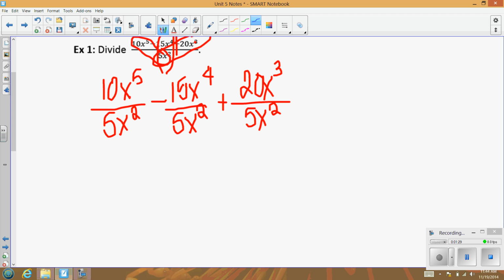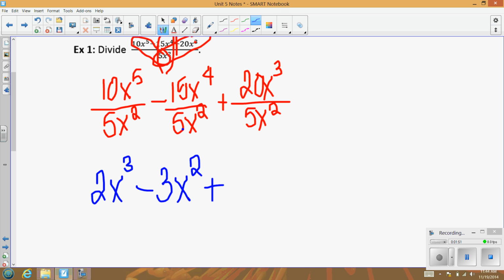So the first thing here is divide the numbers. So 10 divided by 5 is going to be 2. Keep the base, and then you just subtract your exponent. So 5 minus 2 is going to give me 3. Then I go to the next term. 15 divided by 5 is 3. Keep the base, subtract the exponent, so we get 2.